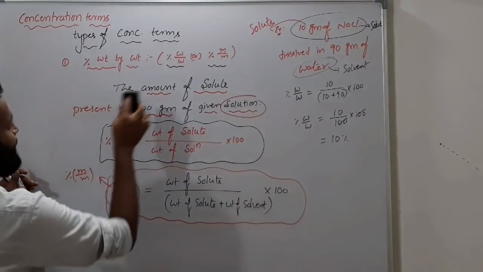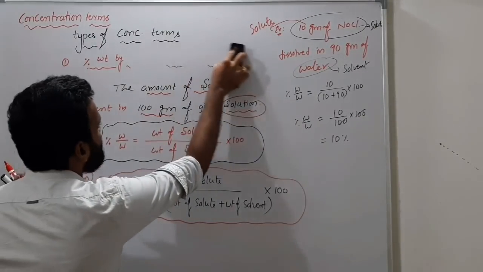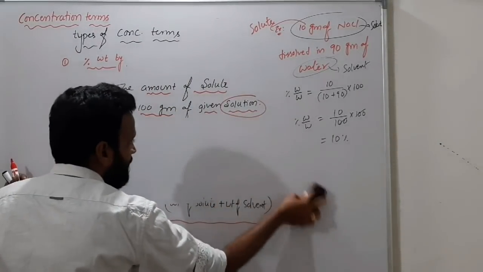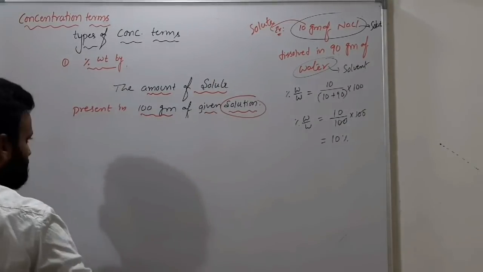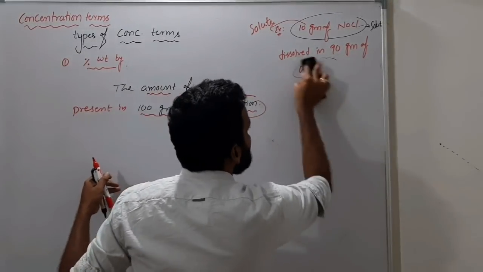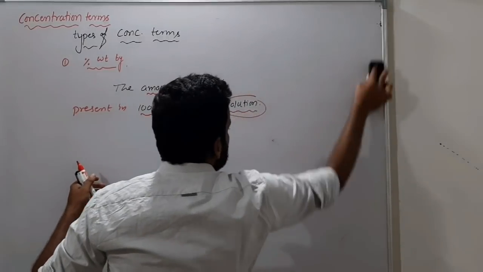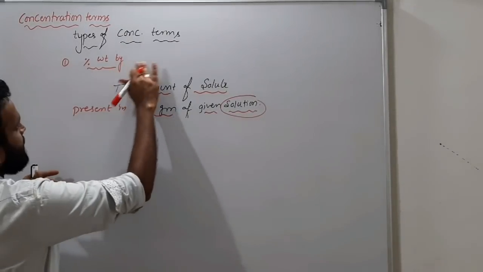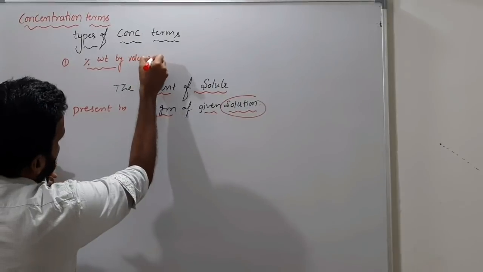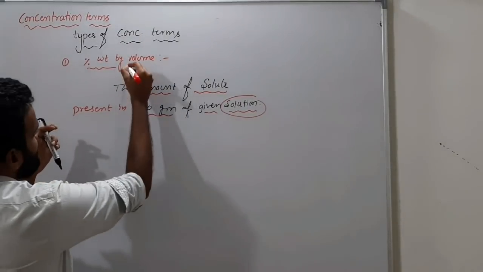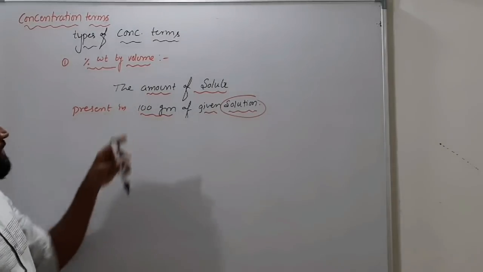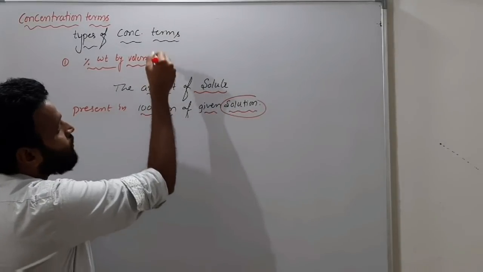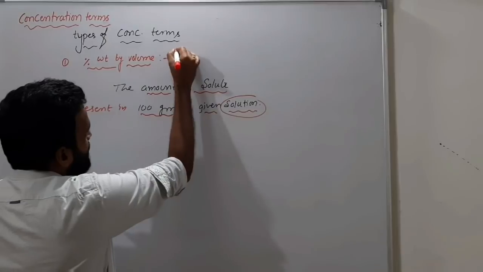Next, let's see percentage weight by volume. Percentage weight by volume, just very simple. The same thing we will consider here. So what is the difference? Only at one particular place you have a small difference. Okay. So what is that? Now percentage weight by volume. This is the important thing for us. In that name itself you have weight of solute present in volume of solution.